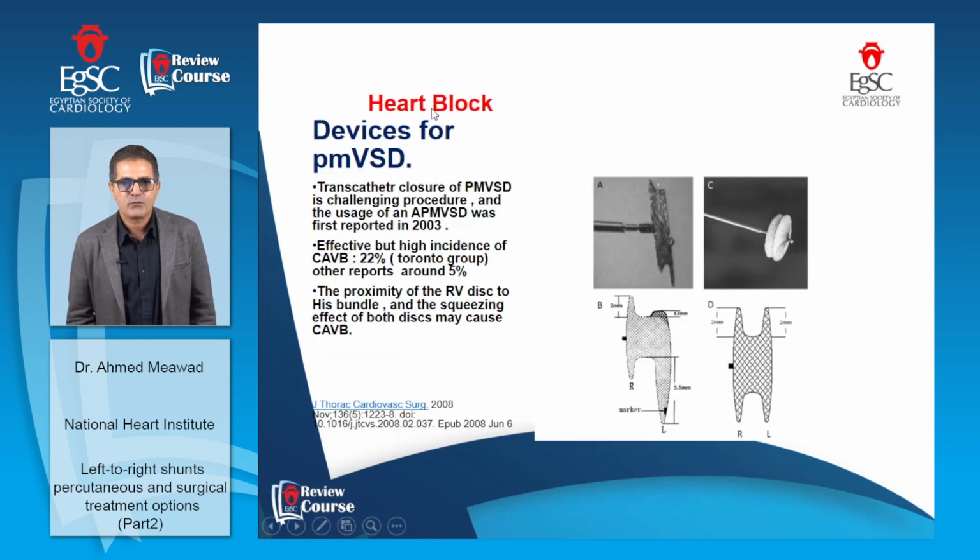The problem of heart block became evident after innovation of a specifically designed device for perimembranous VSD, which was asymmetrical to avoid interference with the aortic valve, but it caused a significant or high incidence of heart block because the distance between the 2 discs was very small.